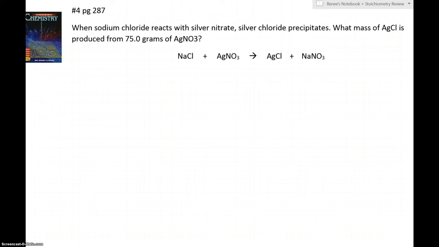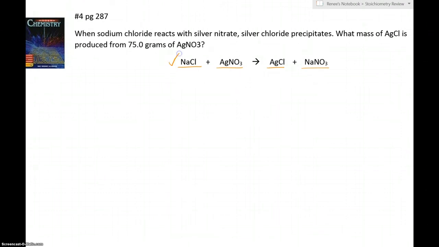So in this problem, like every stoichiometry problem, first things first, always make sure that your chemical equation is balanced. Here we start off with sodium chloride, which reacts with silver nitrate to produce silver chloride and sodium nitrate. And I can tell based on looking at it that this is a balanced chemical equation, so we are good with that.